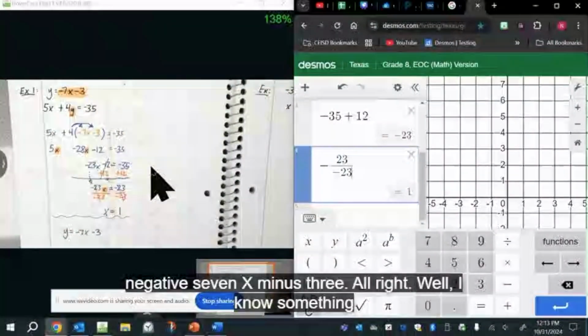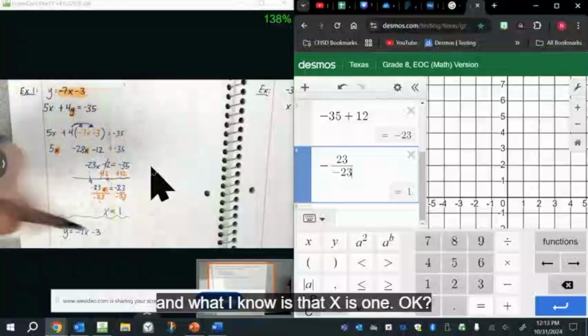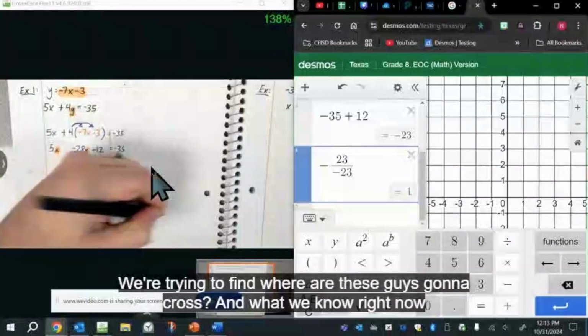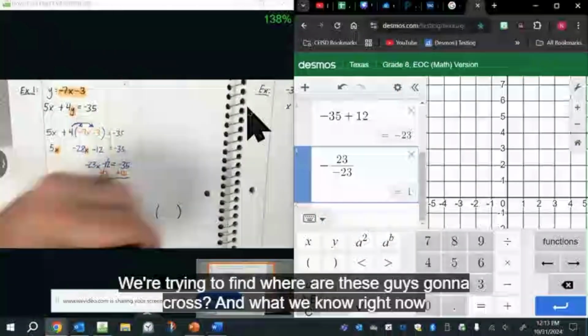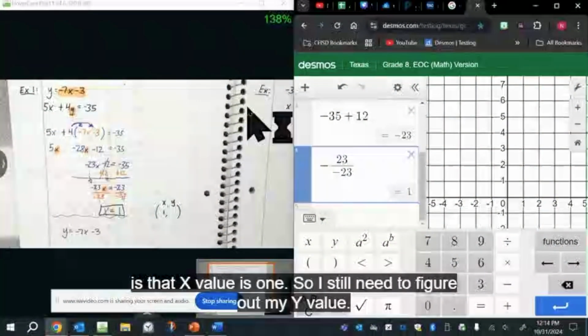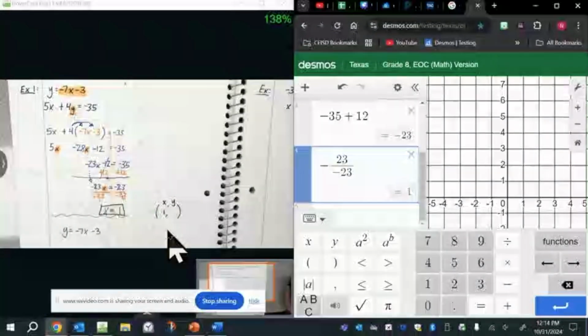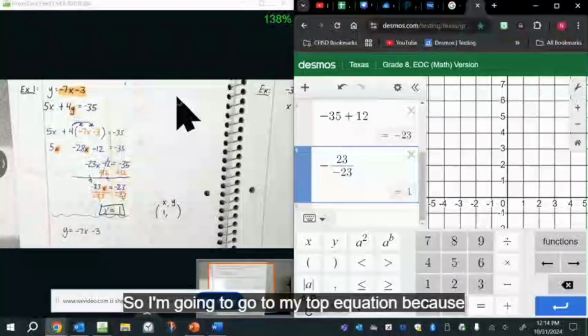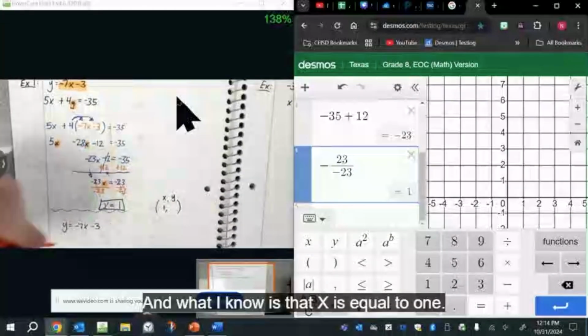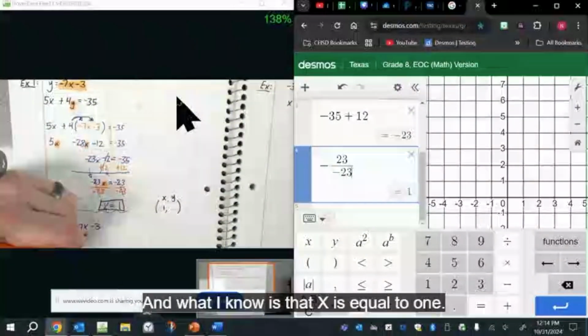All right, well, I know something. And what I know is that x is 1. We're trying to find where these guys are going to cross. And what we know right now is that x value is 1. So I still need to figure out my y value. So I'm going to go to my top equation because that's the one that had a variable by itself. And what I know is that x is equal to 1.